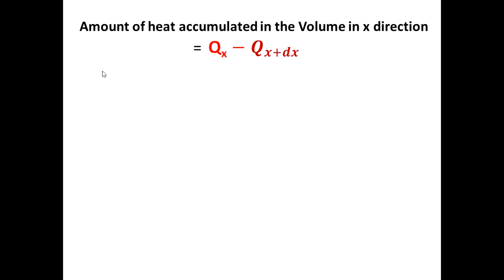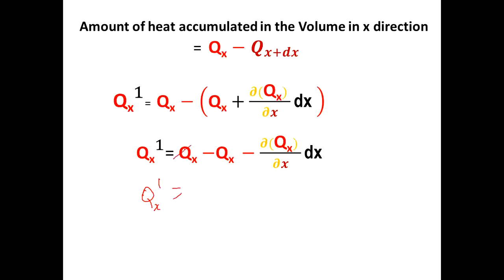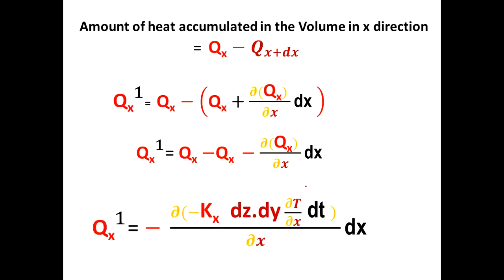Amount of heat energy accumulated in the volume in the x direction, that I will designate as qx dash. Then you will remain with only qx dash; the rest will go. Partial differentiation of q in the direction of x for the distance dx. This is the equation you will remain with. And here the minus will become plus.